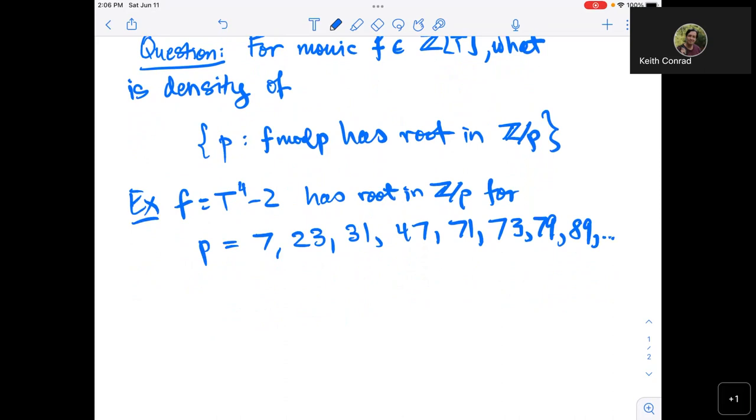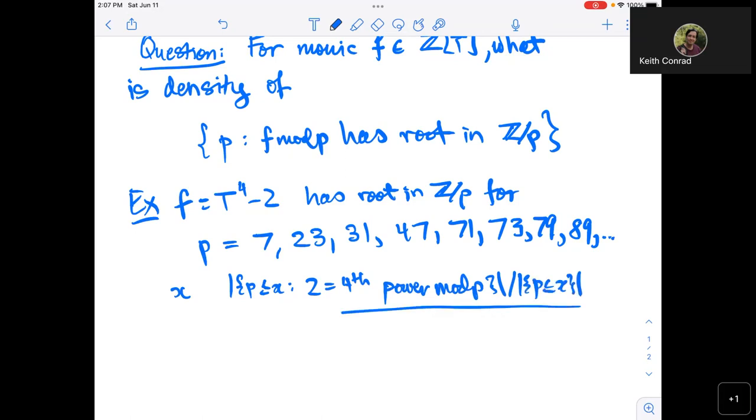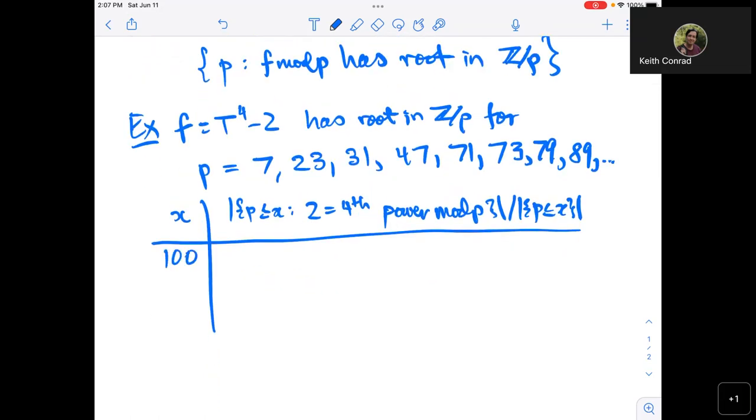So you can make conjectures, but then you want to calculate it far enough. So let's try to count for various x. Let's go through the powers of 10. Let's count the number of primes up to x for which 2 is a fourth power mod p. And we'll do a density estimate. We'll divide by the number of primes up to x. And here's what the data looks like: 1,000, 10,000, 100,000, and 1,000,000. And the proportions to several decimal places, the first one looks like 0.36.